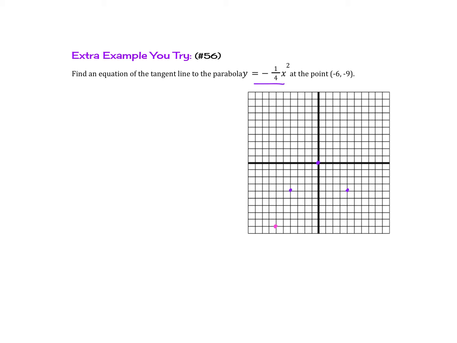Here, I'm going to draw my parabola first, and then the tangent line, just a sketch. And again, not to scale. I have no idea where it's going to hit. And so what we need to find first is the focus. We need to find P.